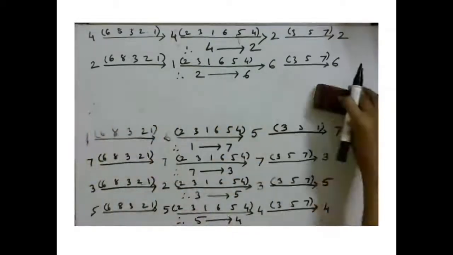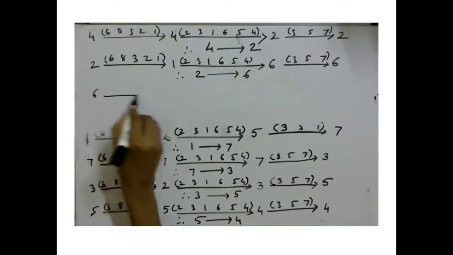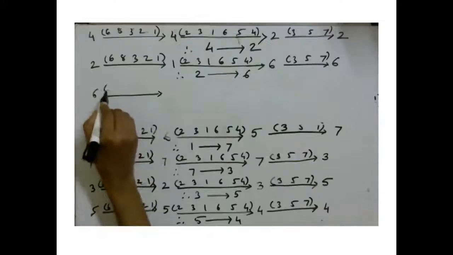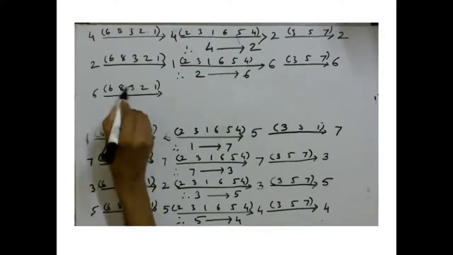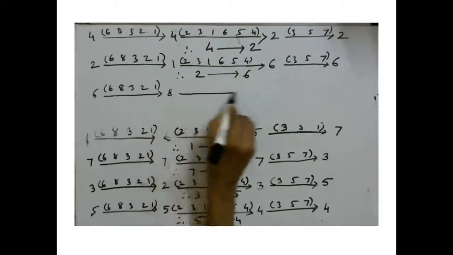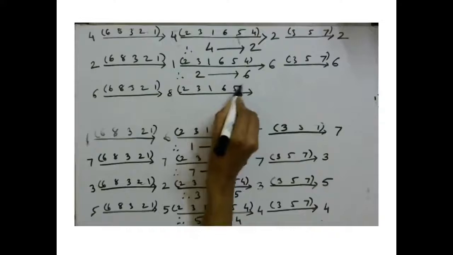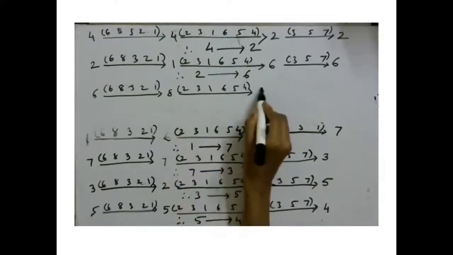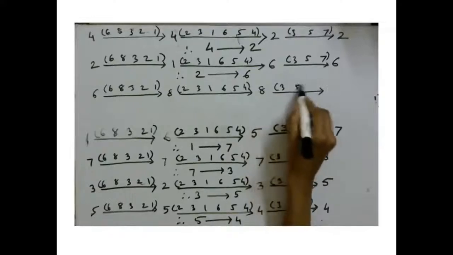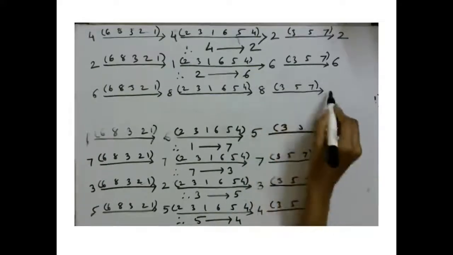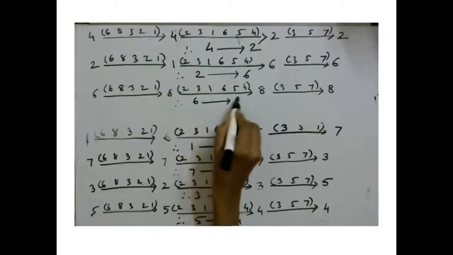Now let us see the image of 6. So 6 goes to, in the cycle (6, 8, 3, 2, 1), 6 maps to 8. And in the next cycle, (2, 3, 1, 6, 5, 4), 8 is not present, so 8 is fixed. Similarly, 8 is fixed by the last cycle also because 8 is not there. So the conclusion is that 6 maps to 8.